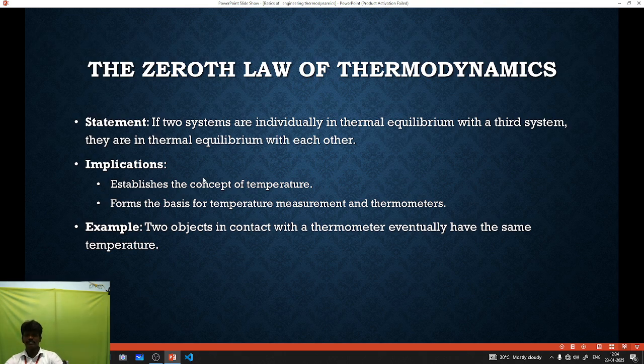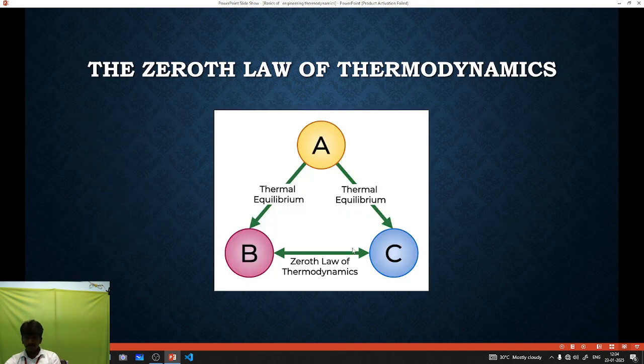Okay. Implications: it establishes the concept of temperature and forms the basis for temperature measurement and thermometers. Example: two objects in contact with a thermometer eventually have the same temperature. This is the figure for the zeroth law of thermodynamics: system A, system B, system C. If system A is in thermal equilibrium with B and C, then automatically B and C are in equilibrium. This is the zeroth law of thermodynamics. It is the prerequisite for the first law of thermodynamics. This is the base for the first law of thermodynamics.